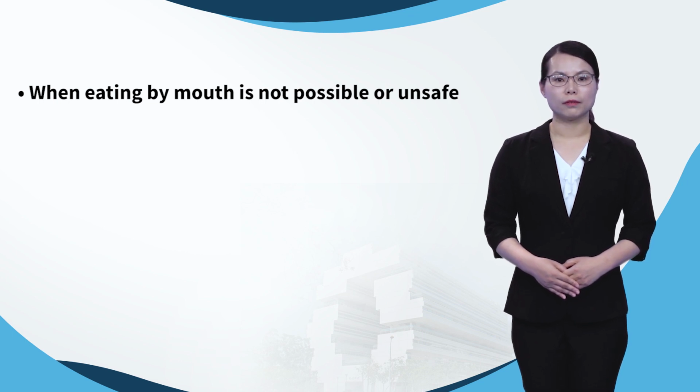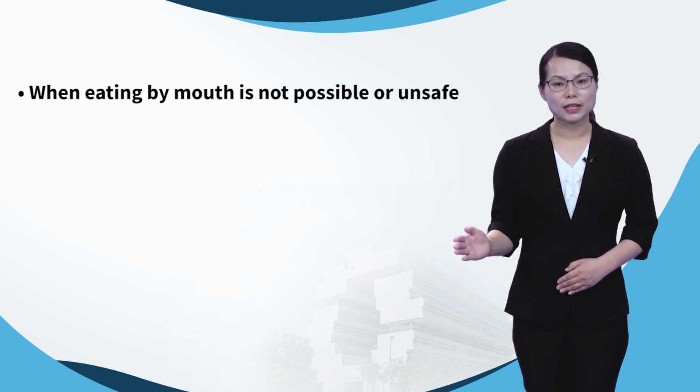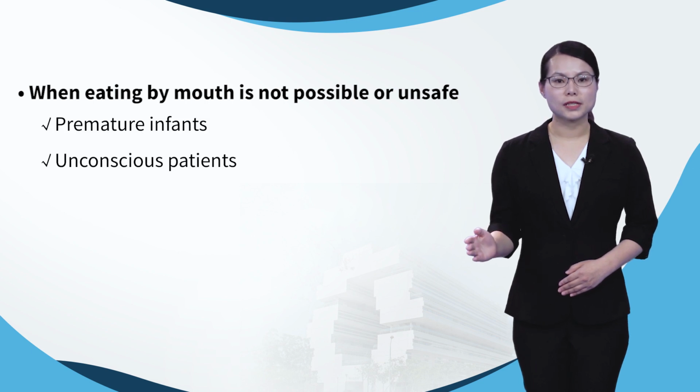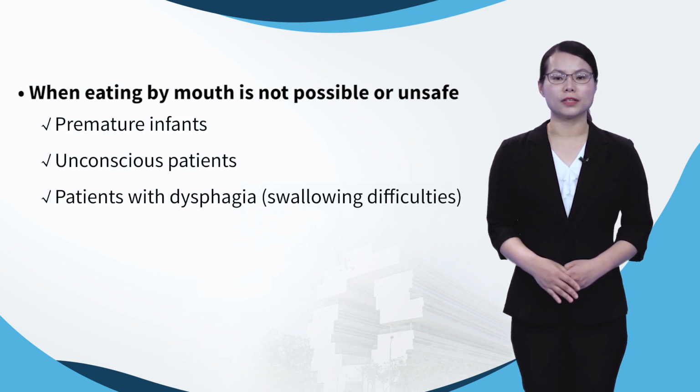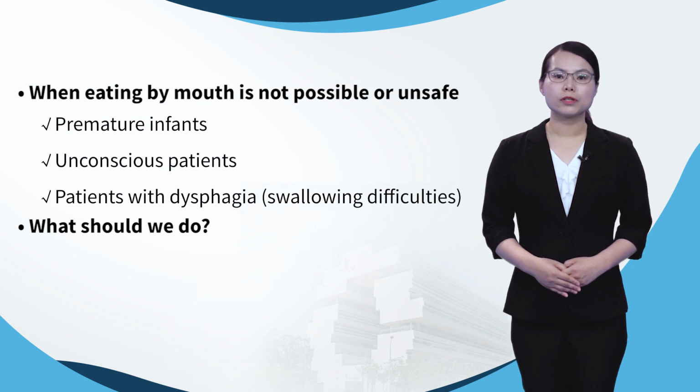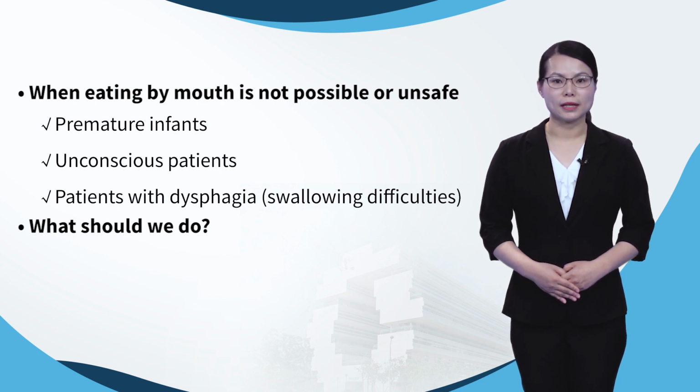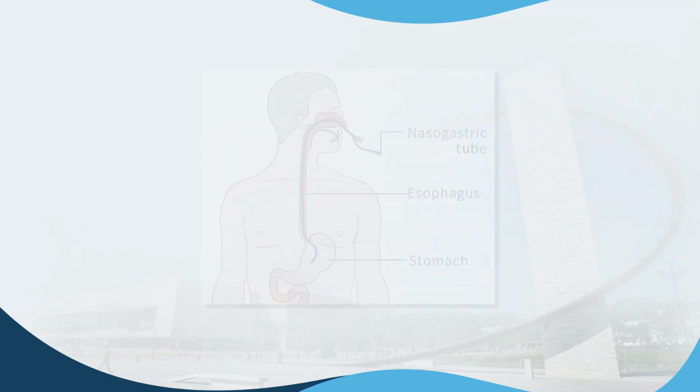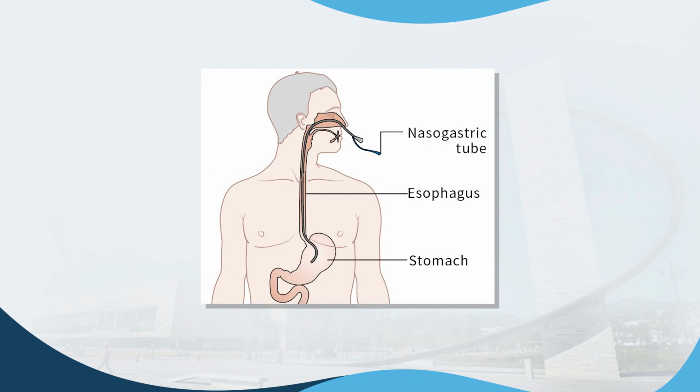These include, for example, premature infants, unconscious patients, or patients with dysphagia. So, what should we do to help the patients obtain enough nutrients? One common strategy is to provide feeding through a nasogastric tube, also called the entry tube.